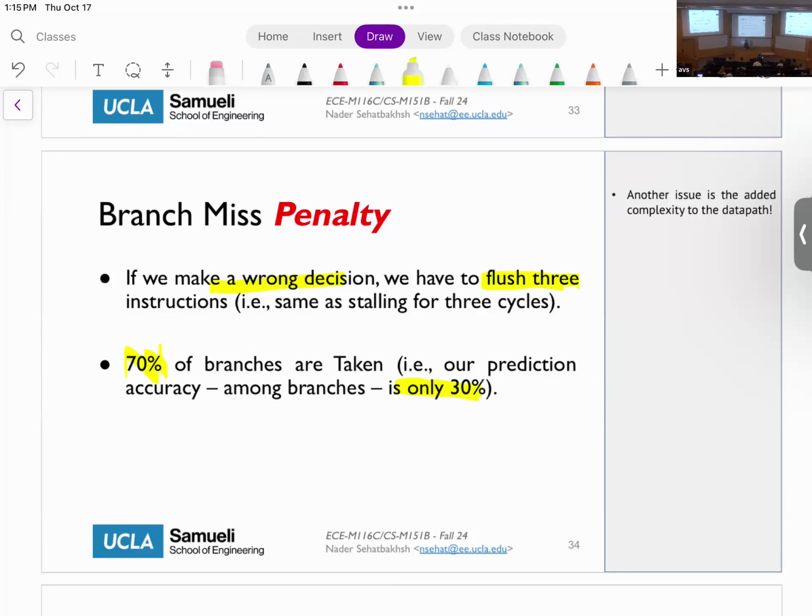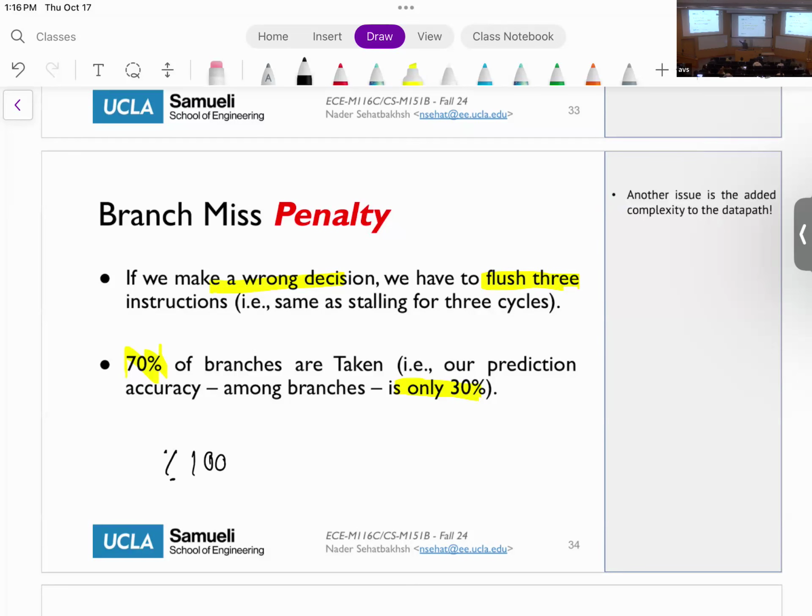So our prediction is great only 30% of the time. 70% of the time, we unfortunately need to pay this penalty. So it's an improvement compared to stalling. If we were stalling, we were incorrect 100% of the time, right? Remember that stalling alone means we are paying this penalty 100% of the time, but at least by guessing not taken, we improve immediately by 30%, right?